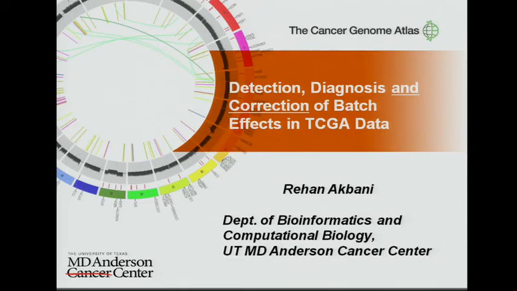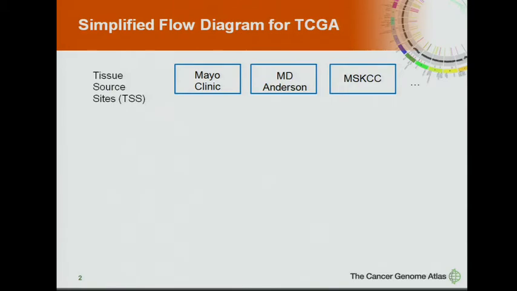Okay, so there's a small change in the title. I've corrected it so that it reads detection, diagnosis, and correction of batch effects in TCGA data, because I hate to be the bearer of bad news. So here's good news. We actually are able to correct some of the batch effects that we see. And the really good news is there aren't many batch effects to begin with.